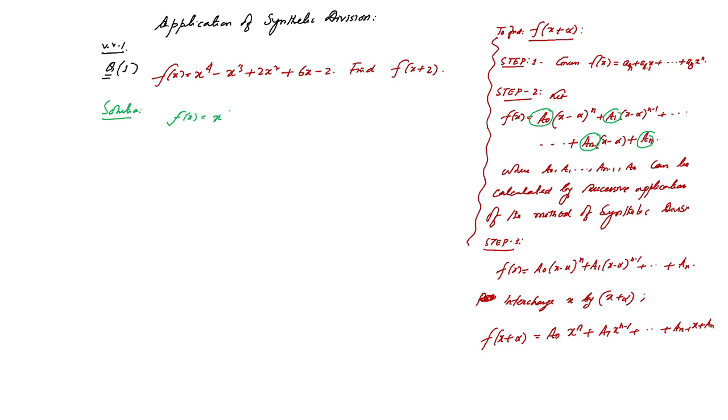So what is our f(x)? f(x) = x to the power 4 minus x cube plus 2x square plus 6x minus 2. This is given. Okay. Now step 2: we want f(x + 2), but we will write f(x) equals a polynomial in x minus alpha, that means x minus 2.